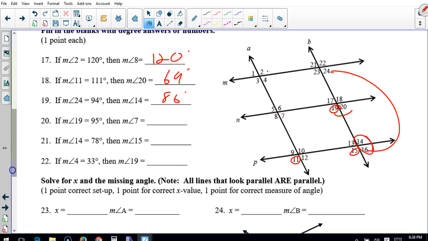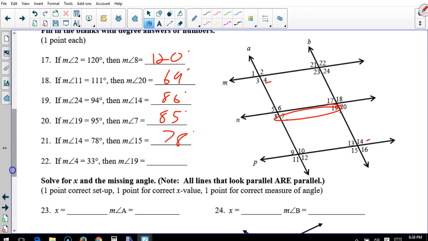Angle 19, 95 degrees. Right here. Angle 7, right here. These are consecutive interior angles, which means they are supplementary. So 95 plus 85 is 180. Angle 14 is 78. Angle 15 is 78 because they are vertical angles.